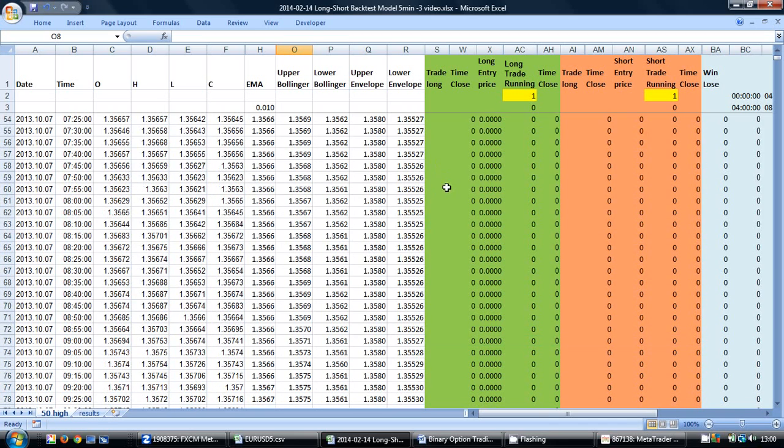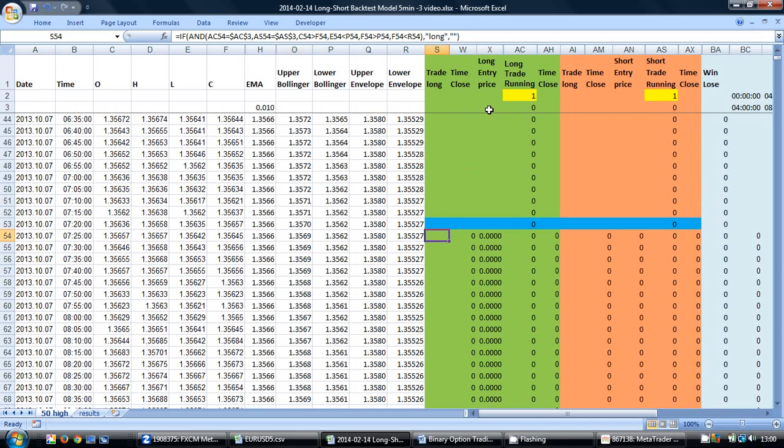Okay, so I'm going to start it here. I've already got the trading criteria programmed into here, but I'm just going to delete this first cell, and I'm going to show you how we can re-enter this data, and for the purposes of my spreadsheet, how we can enter the trading criteria into Excel. Okay, so we're going to use an IF and AND Excel function. And the first thing I'm going to do is make sure there's no trade running.